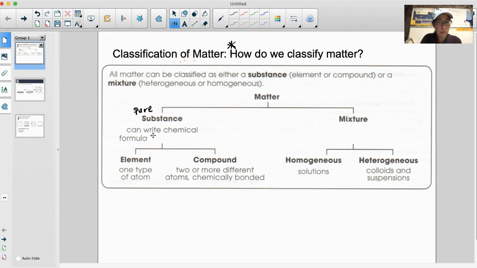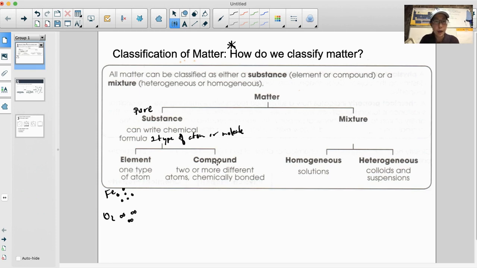For a pure substance, we can write a chemical formula, and it contains one type of atom or one type of molecule. Here, our elements are made up of one type of atom. So, for example, iron. If we drew iron atoms, they'd all be the same, and we'd only have iron atoms. If we drew oxygen, remember, oxygen is diatomic. O2 has only one type of atom, just oxygen atoms. These are elements, and we find them on our periodic table.